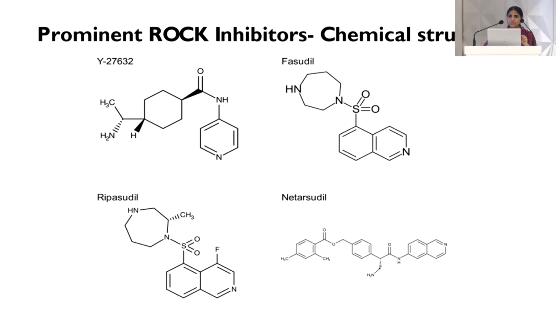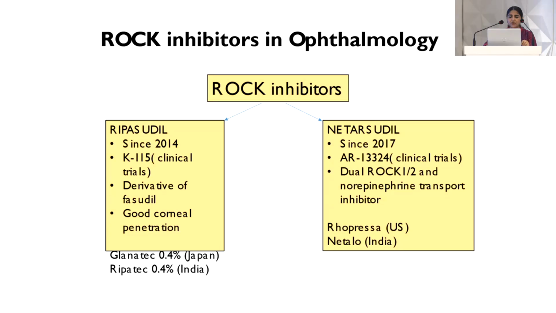If we look into the various kinds of ROCK inhibitors, chemical structure wise, there are 4 different types: Y27632, which was the first initial molecule, and then fasudil, ripasudil, and netarsudil. Of these, the interest is in 2 molecules, ripasudil and netarsudil. Ripasudil is available as Glanatec 0.4% in Japan and Ripatec 0.4% in India. Netarsudil as Rhopressa in US and Netalo in India.